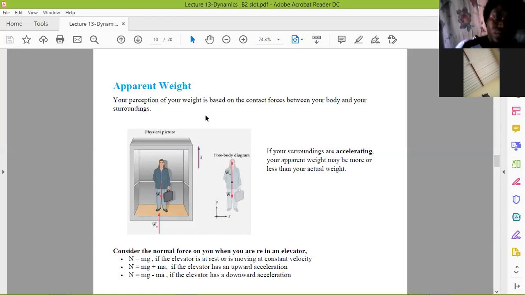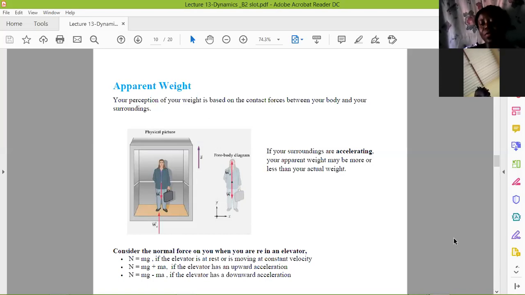Now you will find it sometimes referred to as apparent weight, or just normal weight. It's just the same, but the apparent weight is the one we mostly make use of. So it's your weight, the way you feel, your body and your surroundings. How do you feel when these things are combined together? So it has to do mostly with your surroundings.